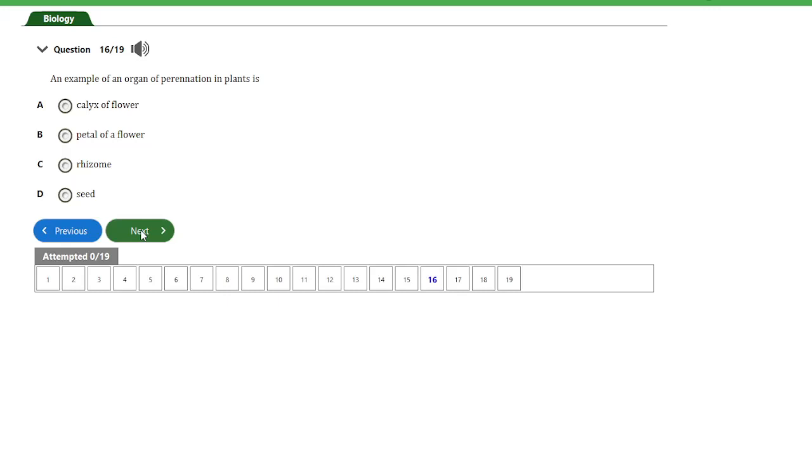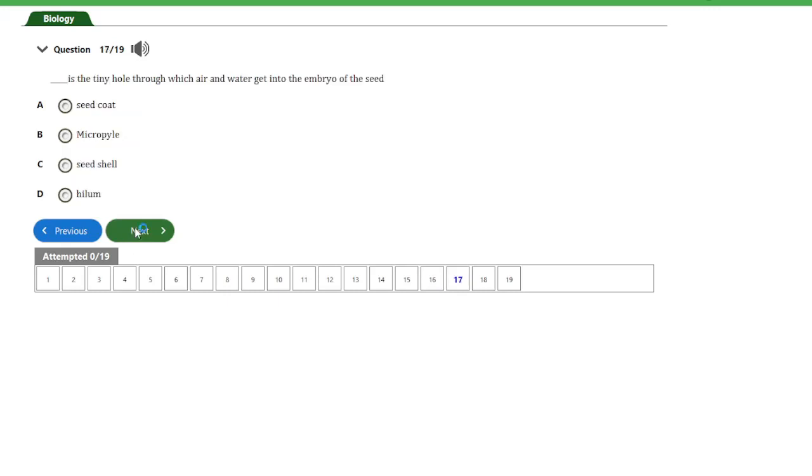So perennation here refers to the ability of these plants to survive from one growing season to another, especially under unfavorable conditions such as drought or winter. So guys, this involves development of perennating organs which store enough nutrients to sustain the organism during unfavorable seasons. So rhizome is an example of an organ of perennation. So that's the answer to this question, guys, and that's option C.